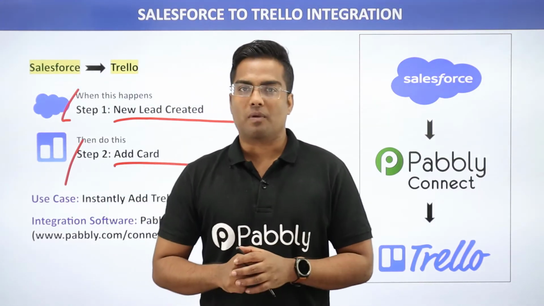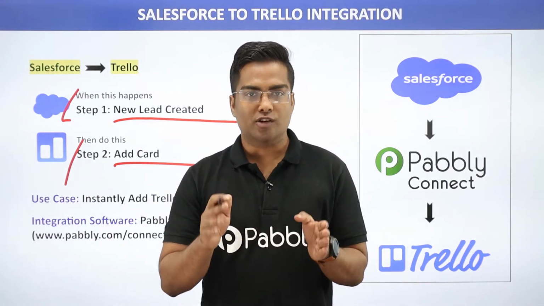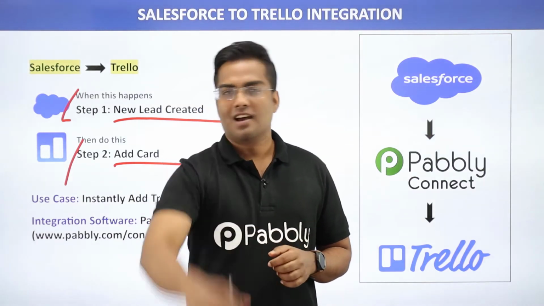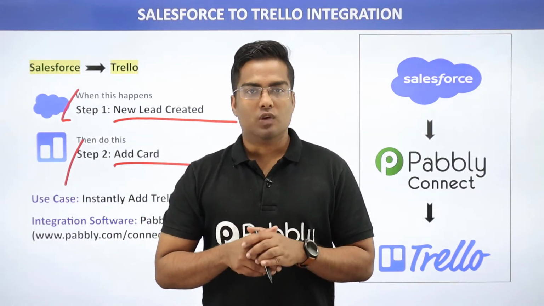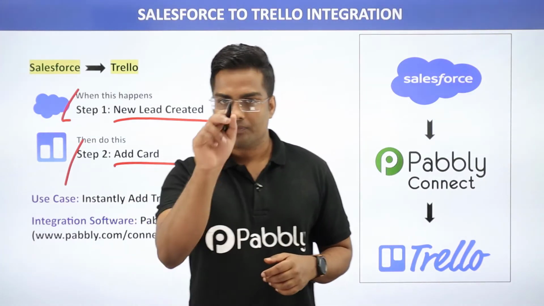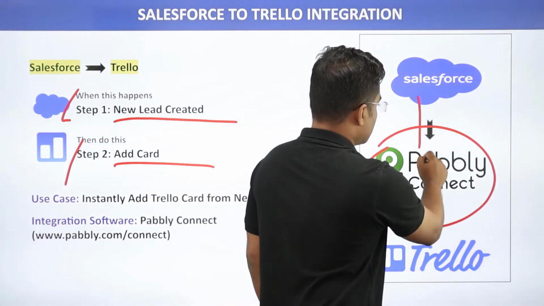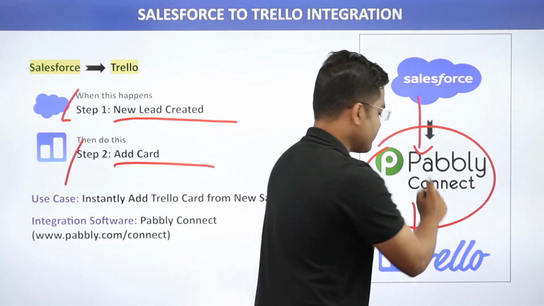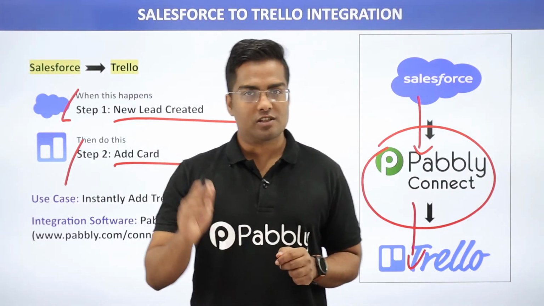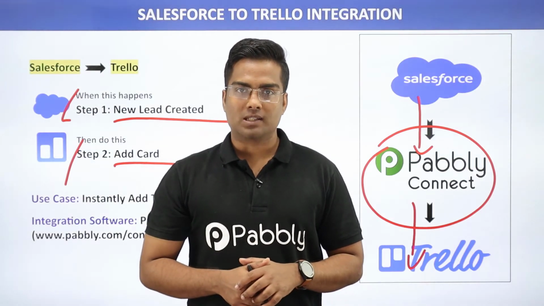But there is one minor problem. Of course, there is some kind of integration between Salesforce and Trello, but this native integration is actually very limited. So in cases like these, we need to bring a third app to properly connect them both. In this video, we will be using Pably Connect to integrate Salesforce and Trello. And the best part of using Pably Connect is there is no need for coding skills or programming knowledge. It can be done easily. Let me show you on my screen.